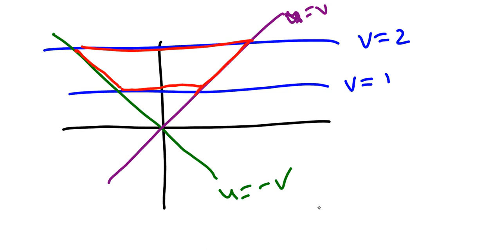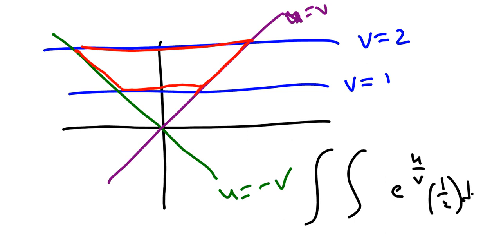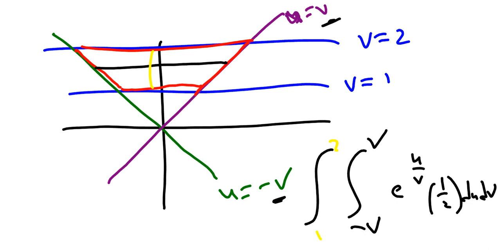Earlier I wrote the integral this way and it turned out to be a good hunch. Double integral, I wrote e to the u over v times a half, and then I said let's do du dv. You can clearly tell here that u is varying between negative v and positive v. And that's going to happen as v varies between 1 and 2. So your outer limits are 1 to 2. Okay, so let's go to a new page and calculate all that.